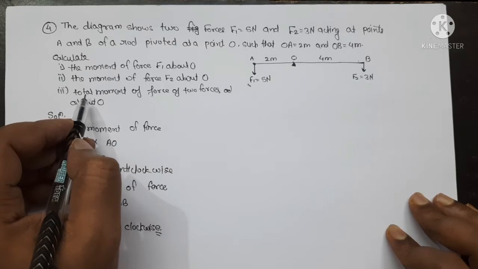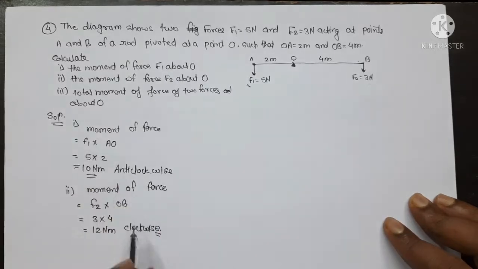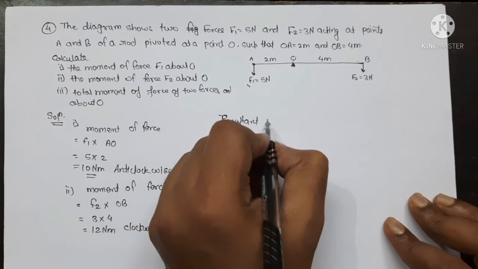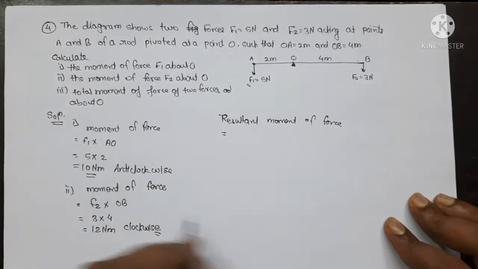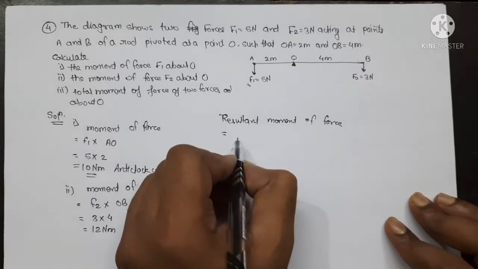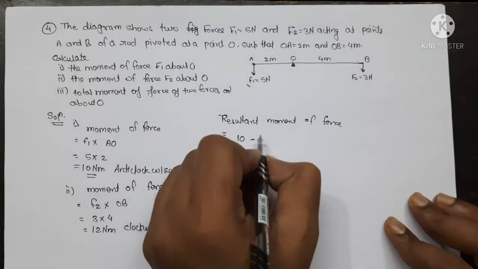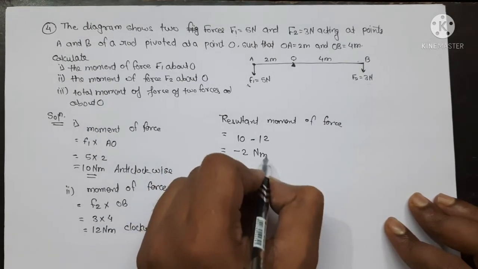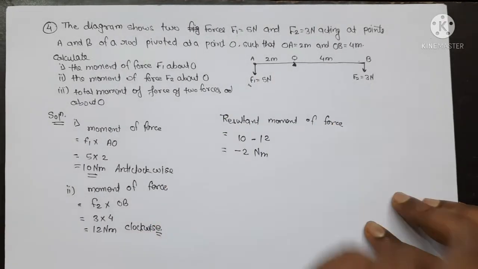The last part is the total moment of force of the two forces about O. So we have to find the total, the resultant or total moment of force. Now see, anti-clockwise moment is always taken as positive and clockwise is taken as negative. So anti-clockwise is 10, minus clockwise is taken as negative, so 10 minus 12 will be simply minus 2 Newton meter. So this will be the resultant moment of force because of these two forces.